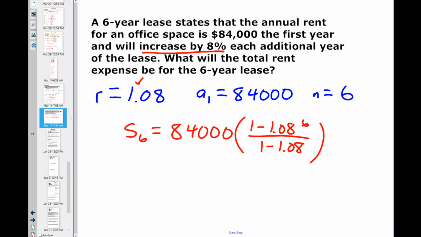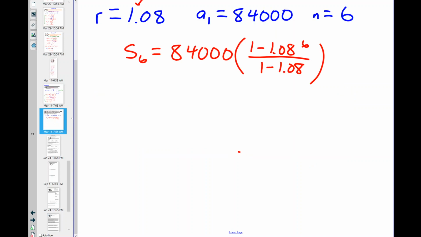Here, I'll let you see if you can put the whole thing in the calculator. You can maybe simplify it a little bit, like last period, I simplified it a little bit. With that on the bottom, I cleaned it up. But let's see how good our calculator skills are. I still like to go in order. 1 minus 1.08 to the power 6, divided by 1 minus 1.08, times 84,000.